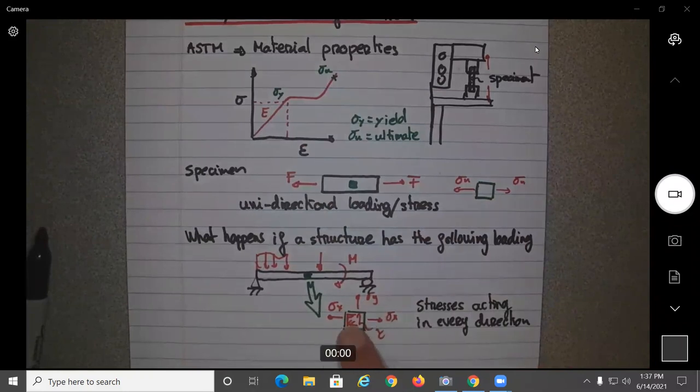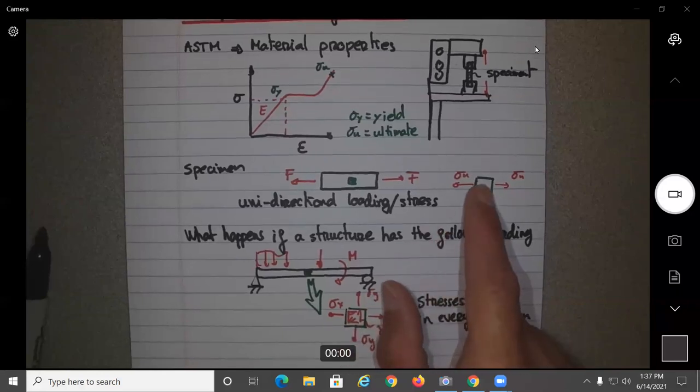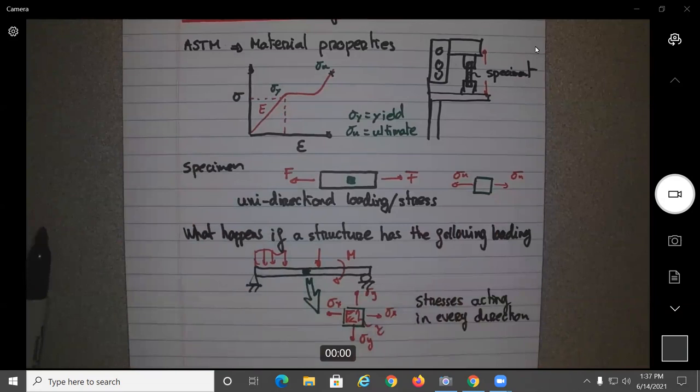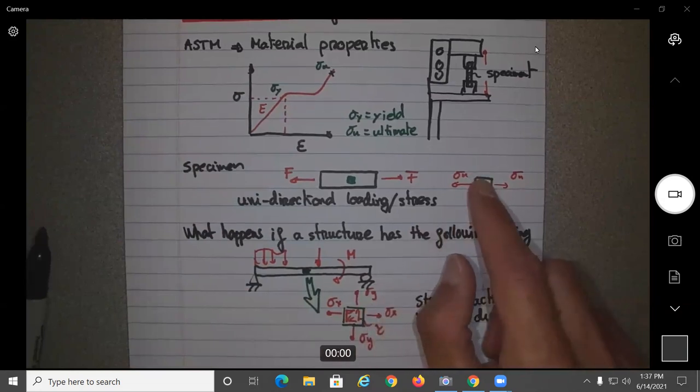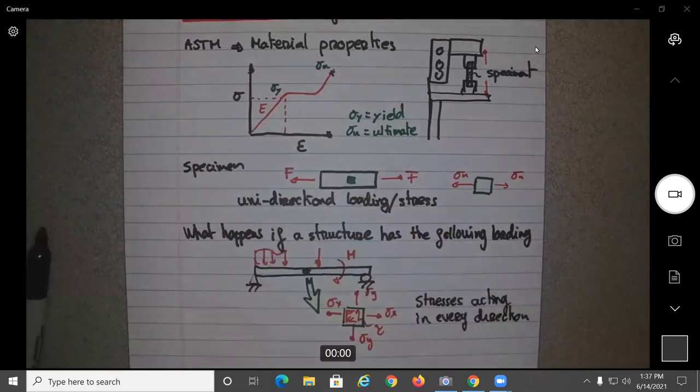So what we need to be able to do is to transform this element here into some type of element like this one. And that's not something new. That's probably something you have done in solid mechanics, what is called the stress and strain transformation. Okay? You can transform an element of stress like this into an element of stress like this. So now you can compare these values over here with the ones obtained from the testing. Okay? All right.